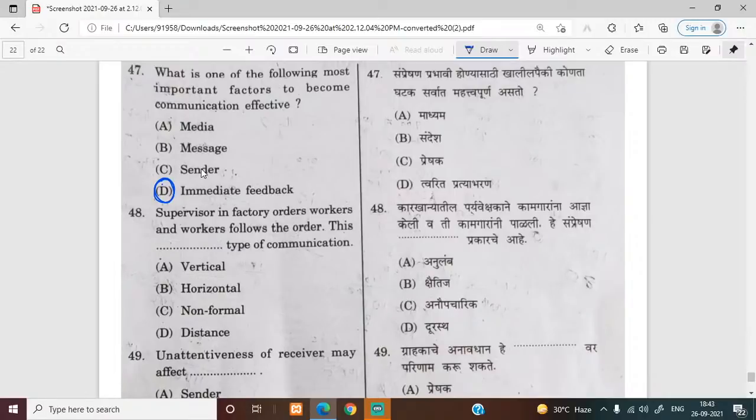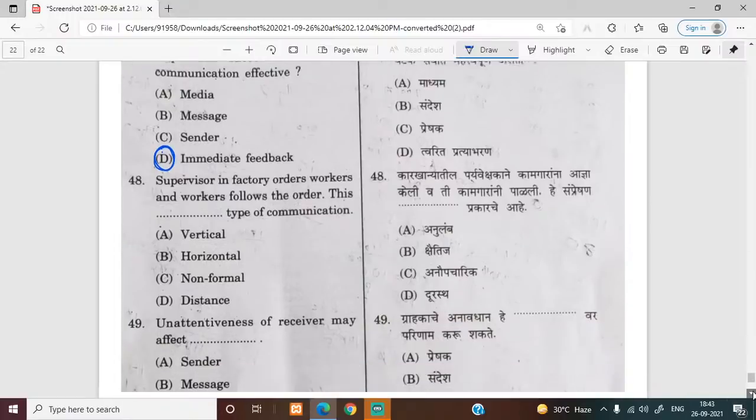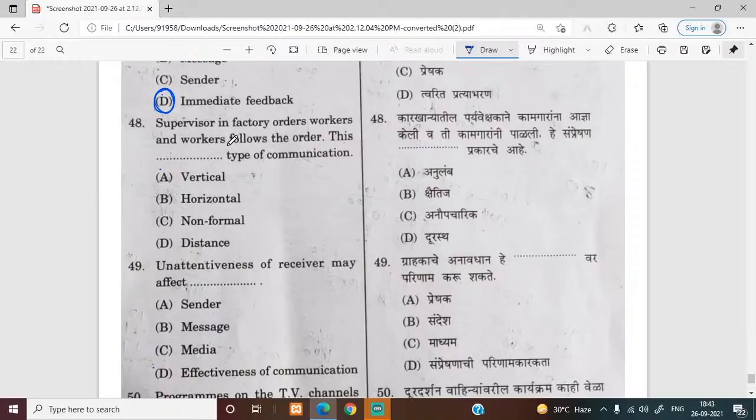Next question, students. Supervisor. In factory orders, workers follow the order. We know that in a factory there is a supervisor who tells what task has to be done, and there are workers who do that work. Okay, so this is dash type of communication. This question is a part of types of communication, students. You remember there were different types of communication in an organization. Remember vertical, horizontal, diagonal and cross communication and grapevine. So if a senior is ordering something to the junior, it is called vertical communication, and this is top down communication. Okay, vertical.